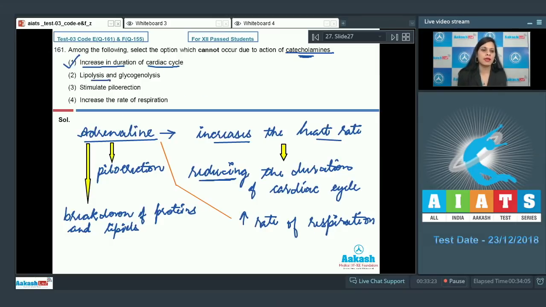The next option given is lipolysis and glycogenolysis. This is an incorrect option, because adrenaline or catecholamines will lead to breakdown of proteins and lipids, and this is lipolysis and glycogenolysis. They will stimulate piloerection, so this is an incorrect option, and they will also increase the rate of respiration, so this is also an incorrect option. So the correct answer to this question is option number 1. Let's proceed to the next question.